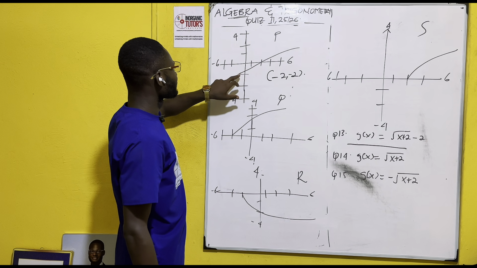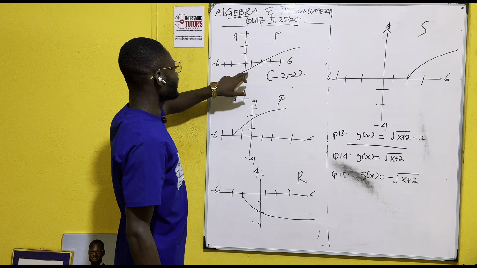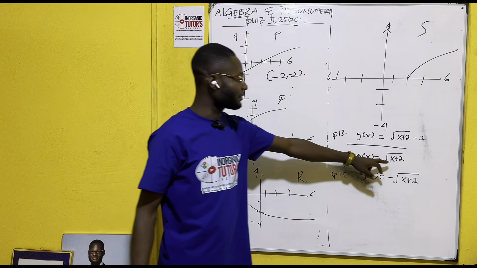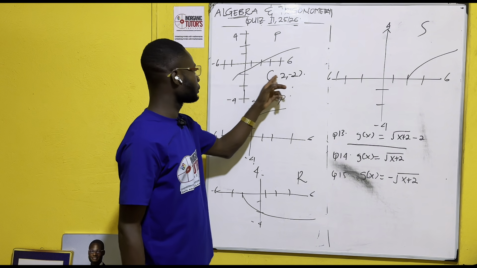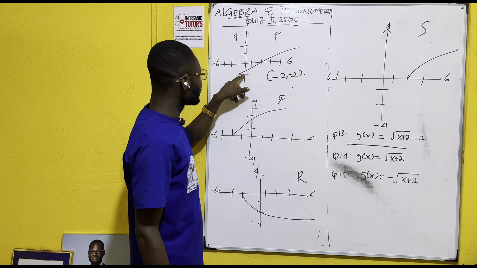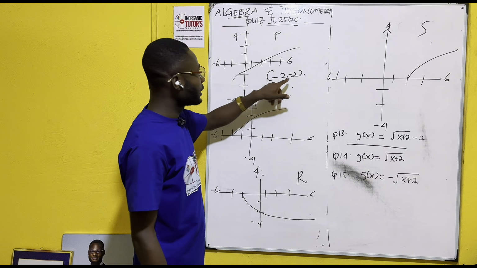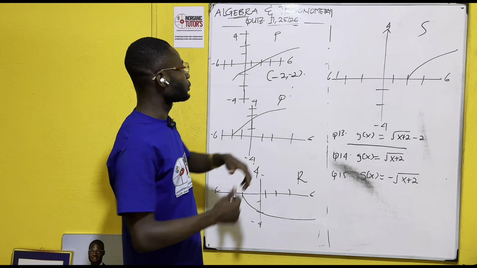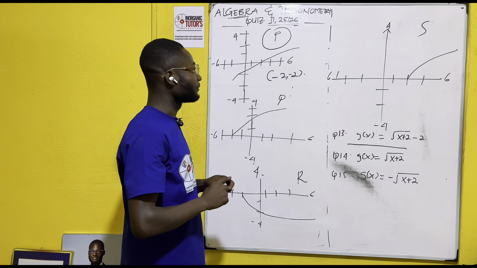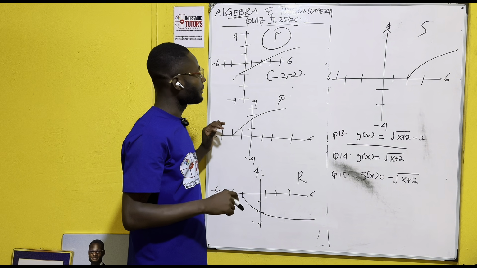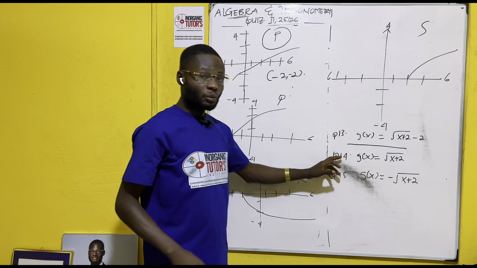So this graph starts at minus 2, because from the function s plus 2, when you set it to 0, you get minus 2. So it starts at minus 2 and it moves down to minus 2. So the point is minus 2, minus 2. So the correct graph is P, from the sketches I have. Now, let's go to question 14.